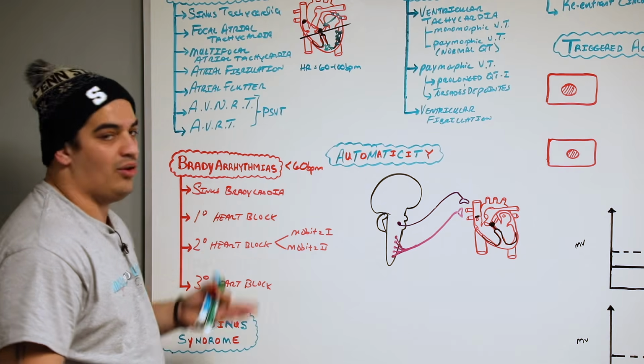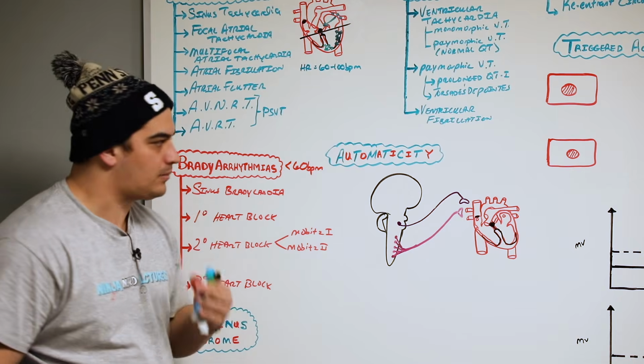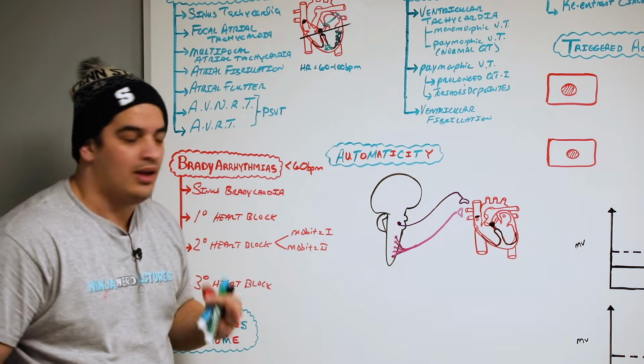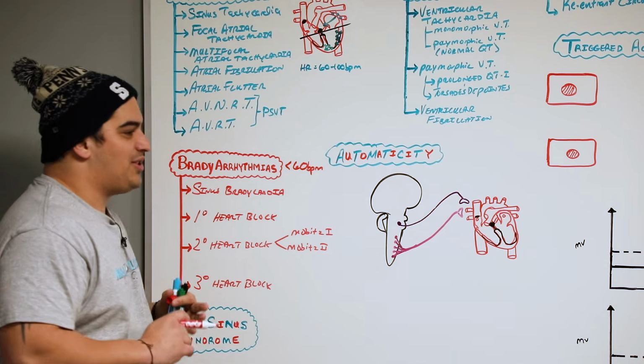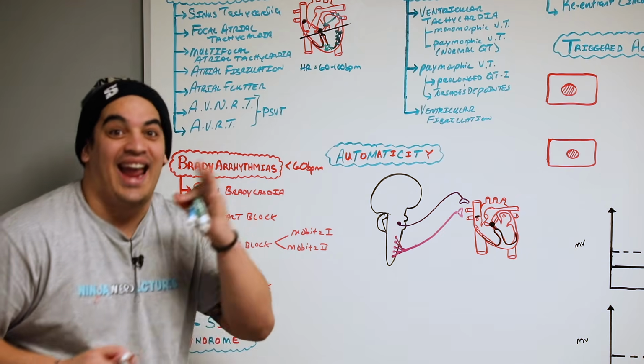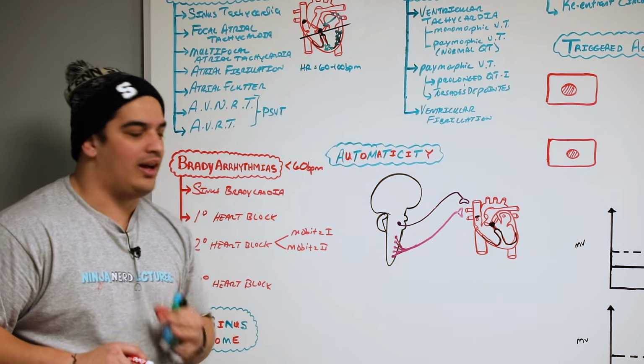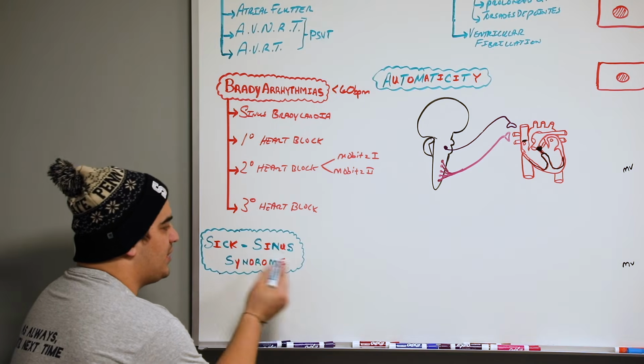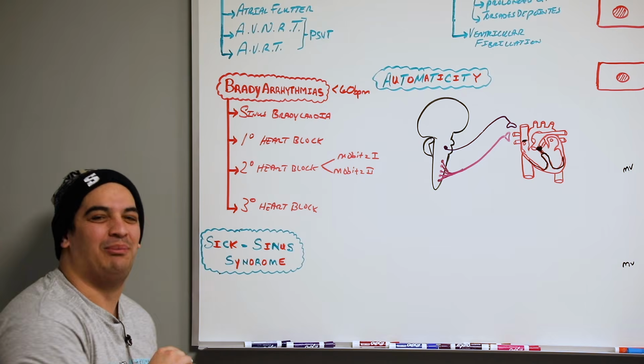This is due to the SA node not firing fast enough. This covers our too fast, too slow rhythms. The next thing we have to talk about is one that is actually fast and slow, and it's a really odd one. Let's talk about that, called sick sinus syndrome. Sick sinus syndrome. So remember I told you it's kind of a combination. That's why you got like nice little blue and red in there.